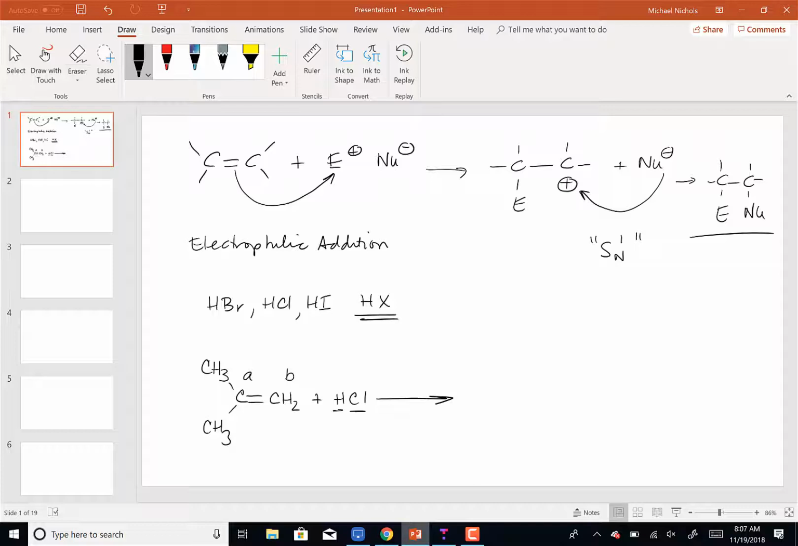Well, let's find out. Let's add it to B first. So I'm going to change my arrow here, and let's add the H plus to B. I'm going to form my carbocation. I'm going to add the hydrogen to B. That leaves me a plus charge there. How about we add it to A?